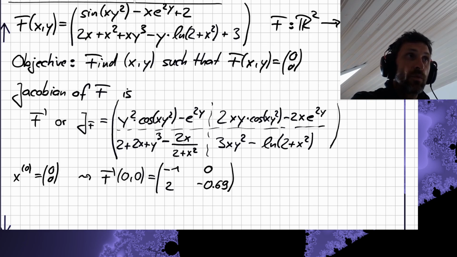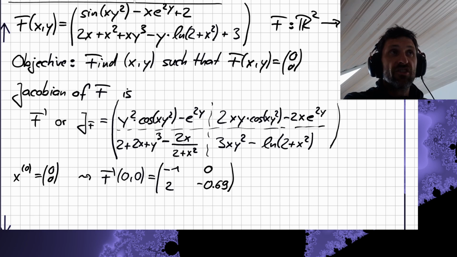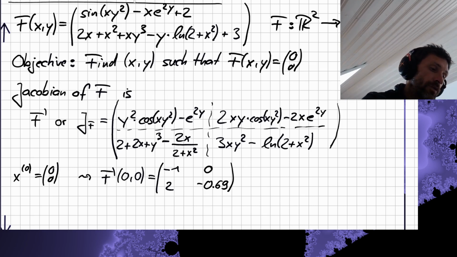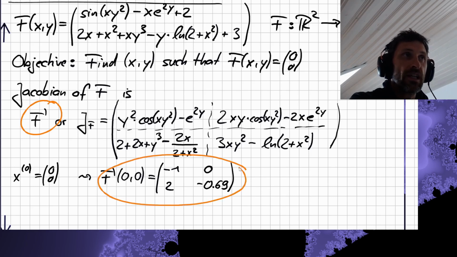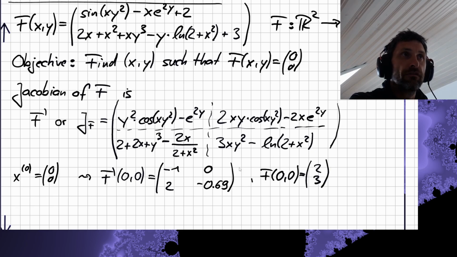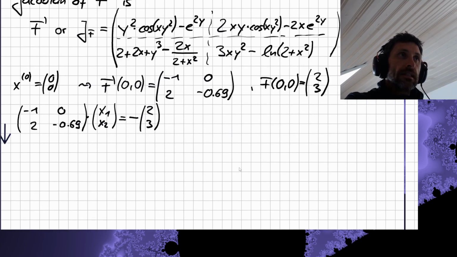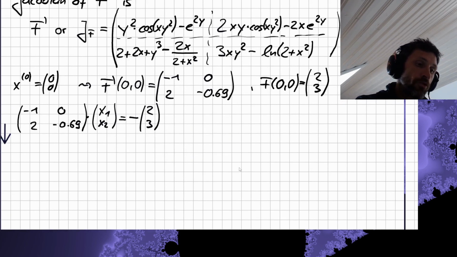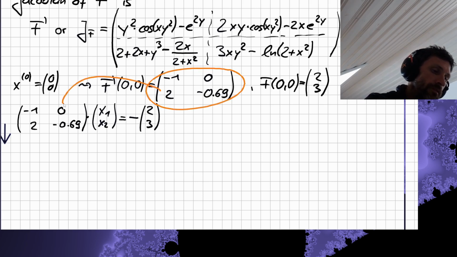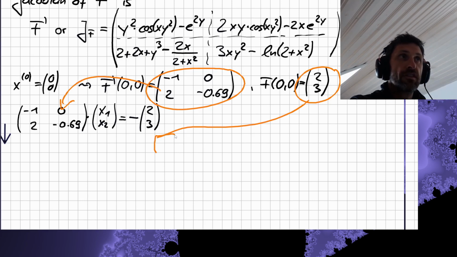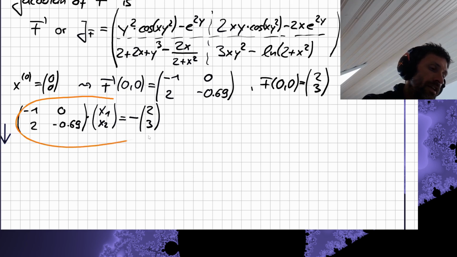What do we need next? We need to know what's our initial starting point, and then we evaluate this Jacobian at 0, 0, and we get this matrix. And we need the function value at 0, 0, and this is 2, 3. I hope you can do all these calculations and find the correct answer. Then we have to solve this problem. Take this Jacobian, take this function value, but the negative of this function value, and then solve that system.